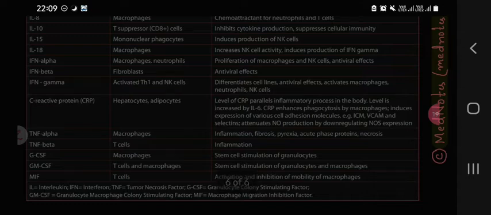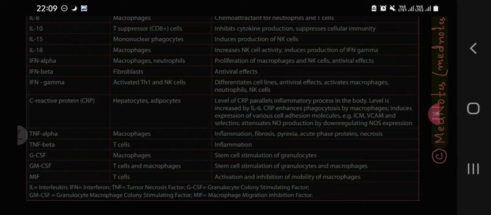C-reactive protein (CRP): hepatocytes, adipocytes. The level of C-reactive protein parallels inflammatory responses in the body. The level is increased by interleukin 6. CRP enhances phagocytosis by macrophages and induces expression of various cell adhesion molecules, ICAM, VCAM, selectins, and attenuates nitric oxide production by down-regulating NOS expression. TNF alpha: macrophages, inflammation, fibrosis, pyrexia, acute phase proteins, necrosis. TNF beta: T cells, inflammation.